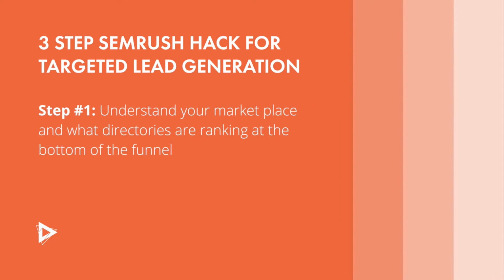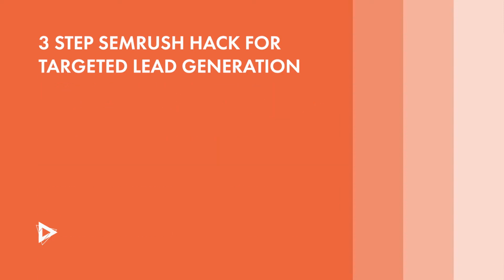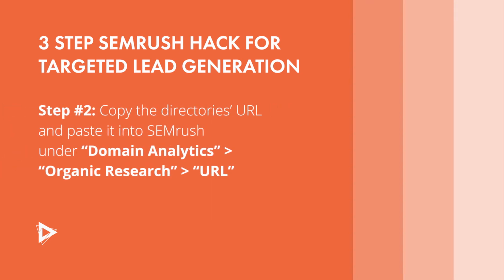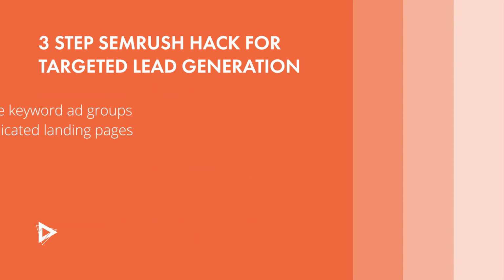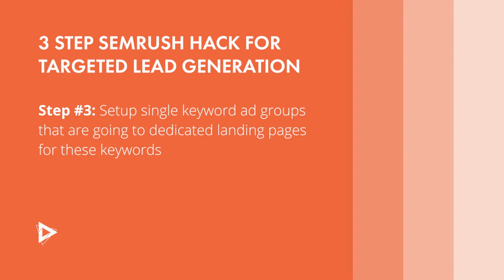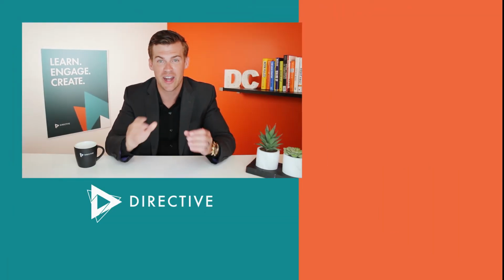So let's recap this actionable, quick tactic. Step 1, understand your marketplace and what directories are ranking at the bottom of the funnel. Step 2, copy that URL and paste it into SEMrush under the organic traffic tab underneath URL. And then finally, step 3, set up single keyword ad groups that are going to dedicated landing pages for these keywords. We're converting at over 10%, so hopefully that's your benchmark, and let us know if you need any help to beat it.